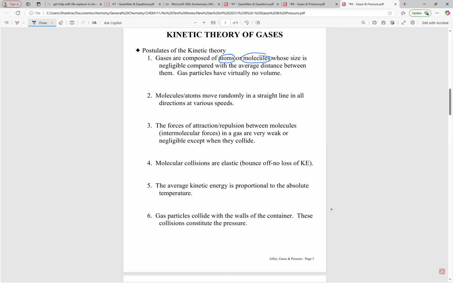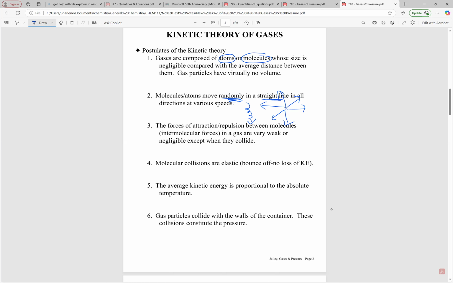So there's number one. Number two, they move randomly in straight lines in all directions at various speeds. So are they all doing the exact same thing at the same time? No, they all have to move in straight lines. I don't care what direction it's going, but they can go in all directions and they can be at different speeds, but there's no corkscrews. A little gas molecule isn't going to suddenly get a wild hair and corkscrew off the side or anything. So we can at least know part of their trajectory.